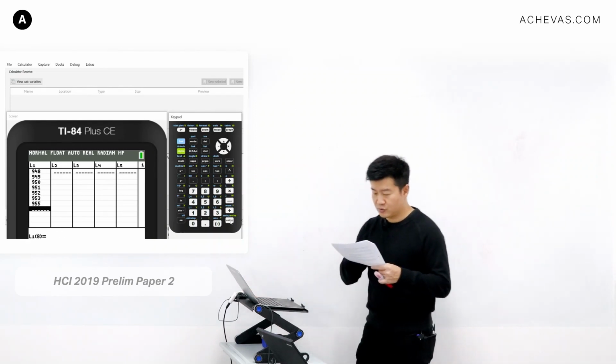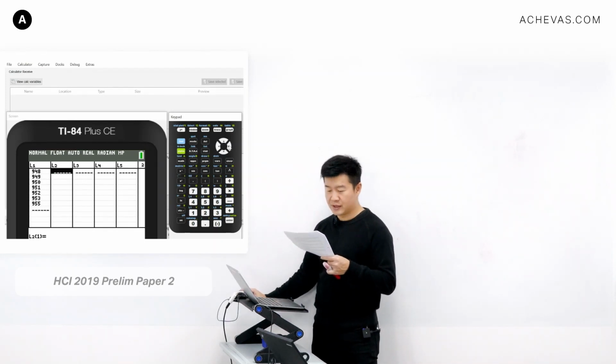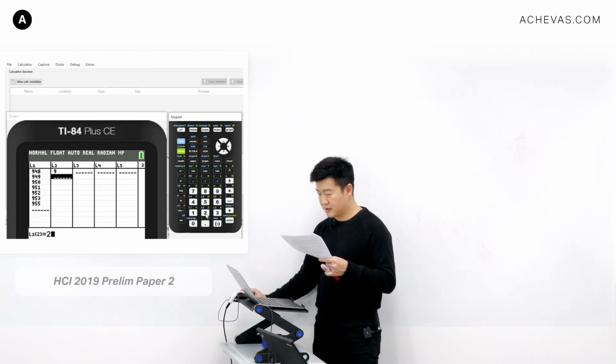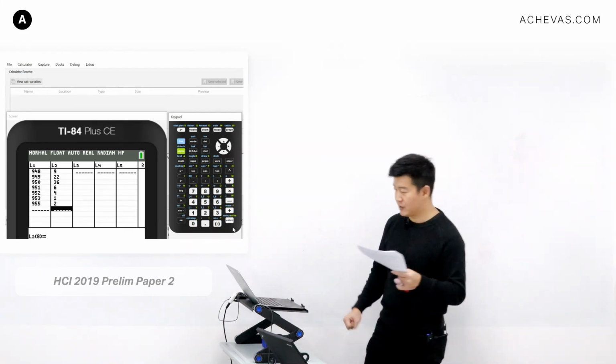So we have 1, 2, 3, 4, 5, 6, 7. And the frequency of 948 happening is 9. So I have a 9, then this is 22, here we have a 36, and here we have a 6, 4, 1, 2. We are supposed to calculate the unbiased estimate of the population mean and the variance.